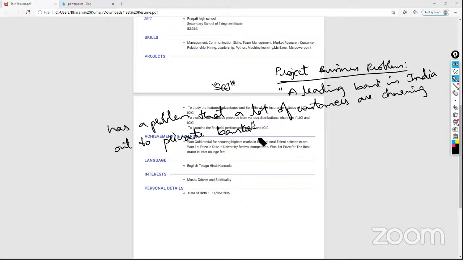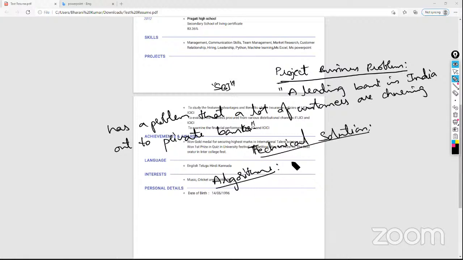This is a business problem. Let it be a little elaborate. After the business problem, you come up with the technical solution. In this technical solution, you are going to talk about your algorithms.